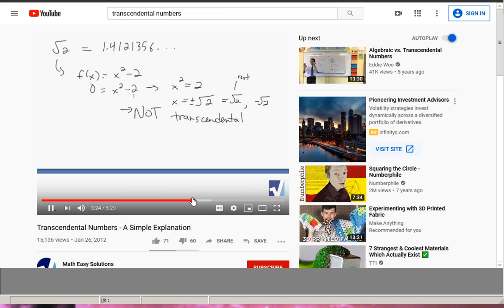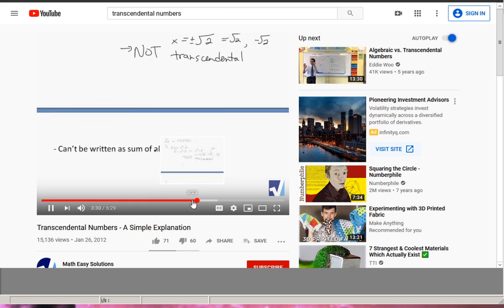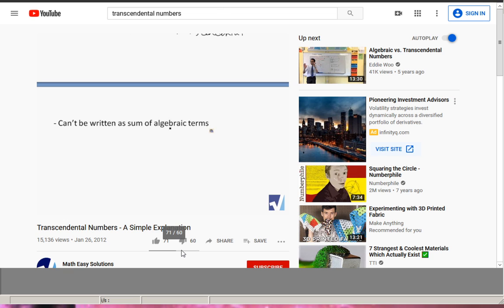as the root of a polynomial, or you could just say that it can be written as a sum of algebraic terms. This is where the name transcendental comes from. It transcends algebraic terms. That's kind of what transcendental means. It transcends our regular algebraic numbers.